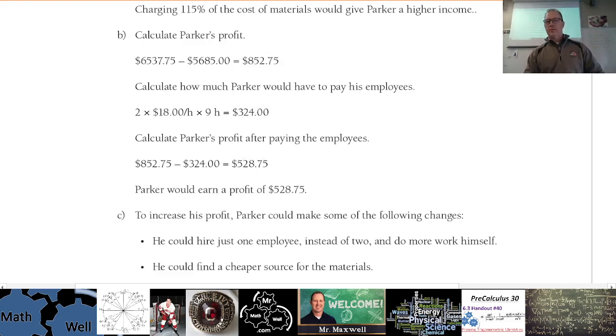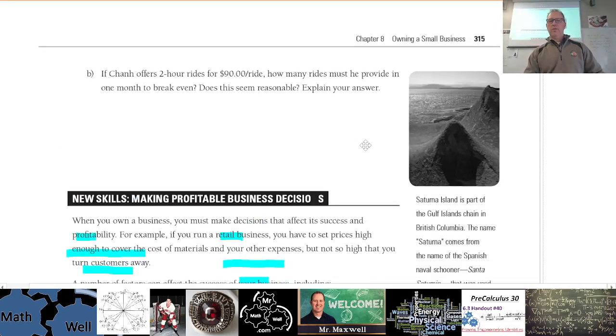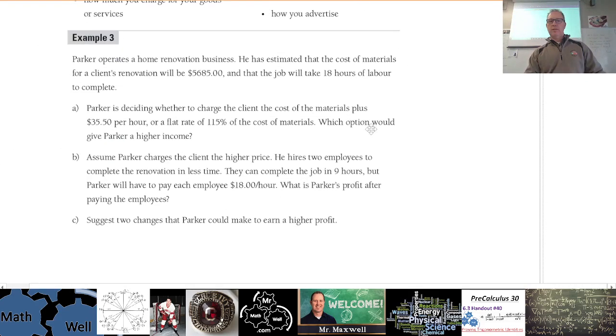All right? So again, if you're considering this business model or these decisions, you want to consider what's more important to you. Can you work hard and take a little bit longer time and get more money? Do you want to work a little bit less and take just a little bit less profit, but have other people help you? Suggest 2 changes that Parker could make to earn a higher profit.